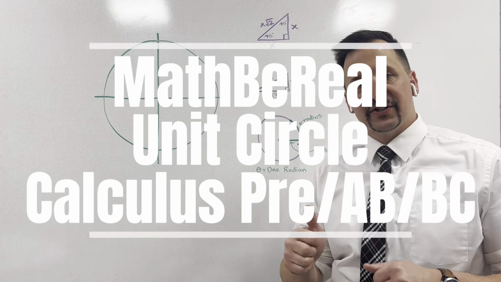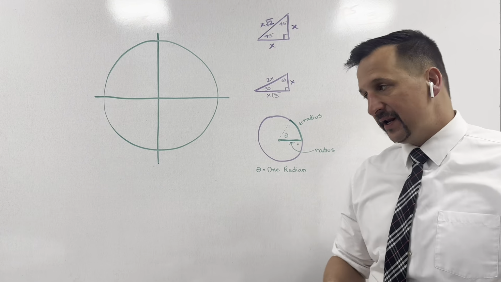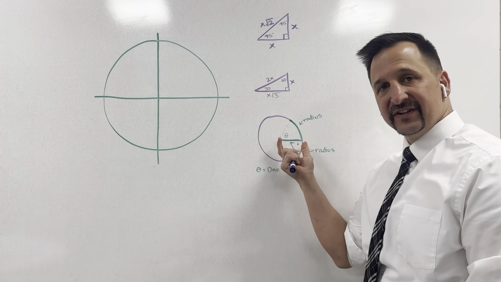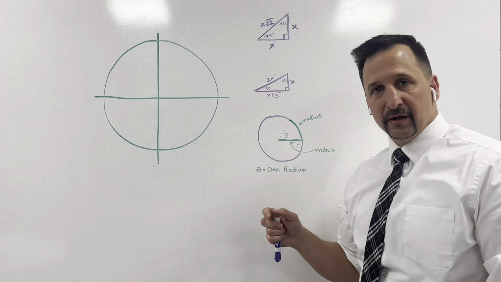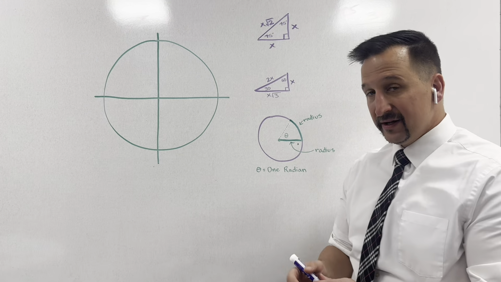Let's go ahead and talk about the unit circle, first starting with radians. So a radian is the opening created by laying the radius of a circle along an arc, creating this opening, which is equal to 1 radian.